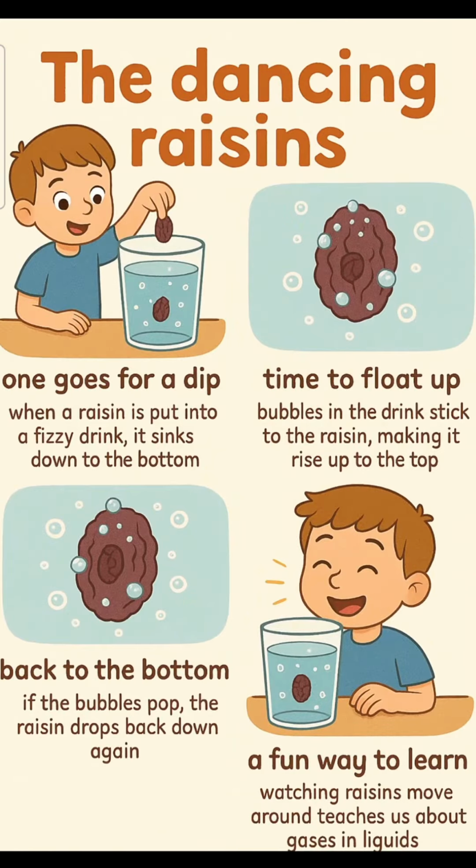The dancing raisins. If you drop a few raisins into a glass of soda water, they will first sink to the bottom, then float back up, and sink again, as if dancing. This occurs because carbon dioxide bubbles in the soda water attach to the surface of the raisins, acting like tiny balloons that lift them up. When the bubbles burst at the surface, the raisins sink back down.